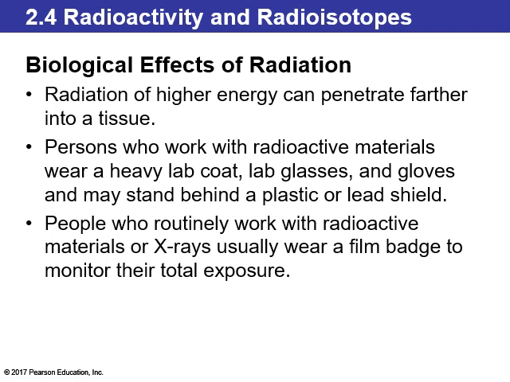So when you're working with radioactive materials, you should have a good awareness of what personal protective equipment you need to protect yourself. If you are working with an alpha or beta emitter, you should have a heavy lab coat, lab glasses, and gloves. You'll probably be standing behind a plastic or lead shield to protect yourself. The lead shield is absolutely required for gamma radiation.